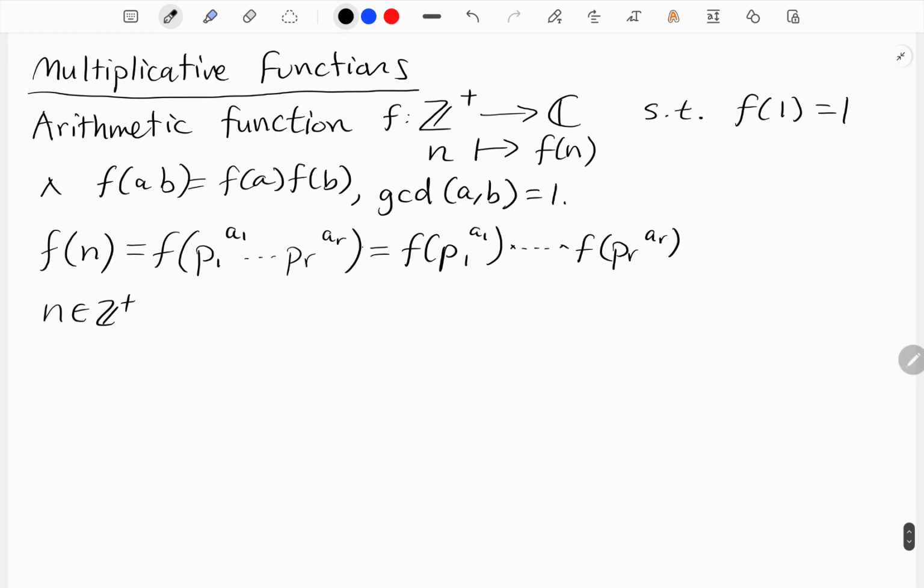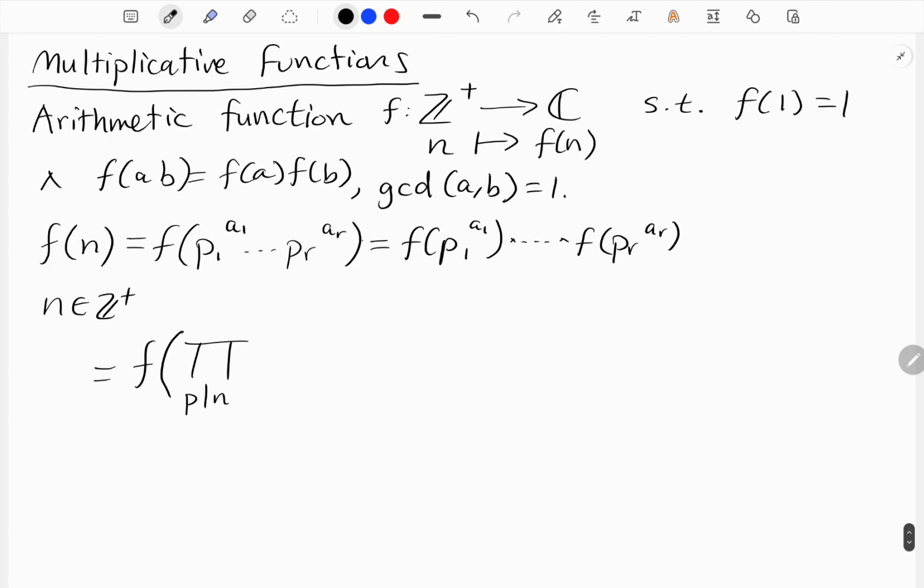Now, the notation I will use, instead of using a1 and ar or a2, a3 as exponents, I'll use something called valuation. So I'll explain that in a sec, but instead of writing n as p1 to the a1 times ... times pr to the ar, I'll write n as the product of all the primes p that divide n of p to the power of the valuation of p of n. So what the heck is this symbol, right?